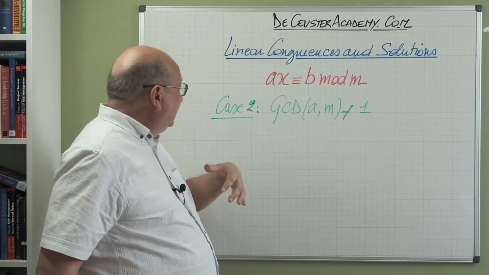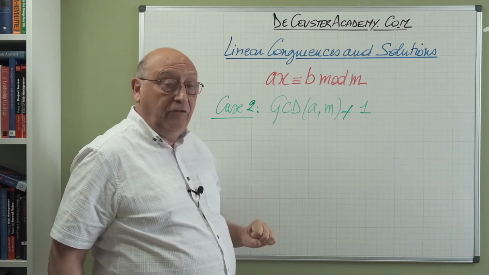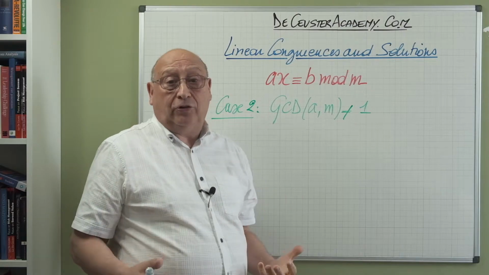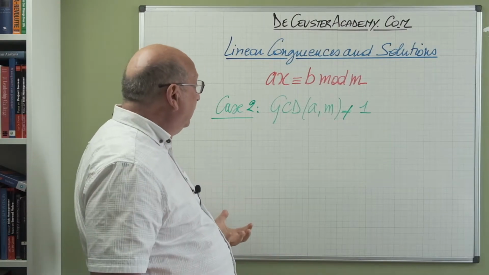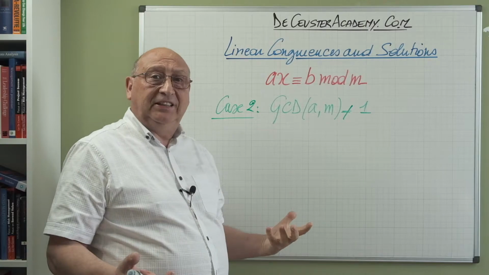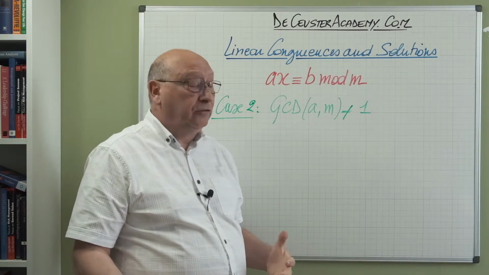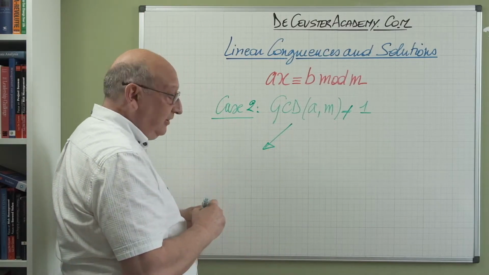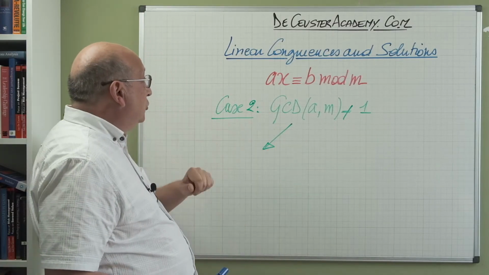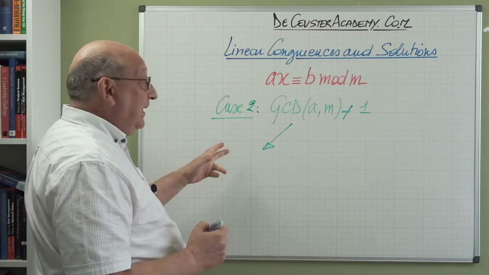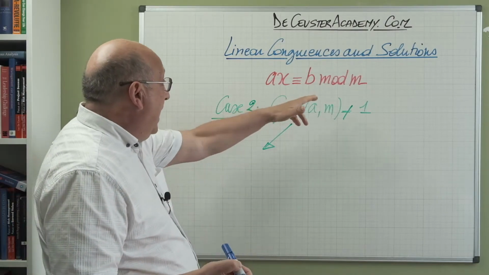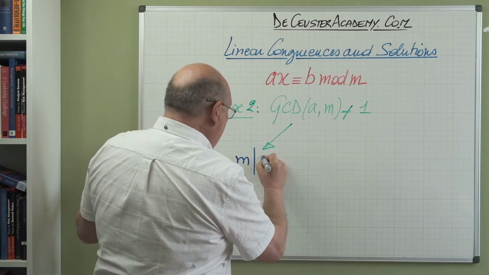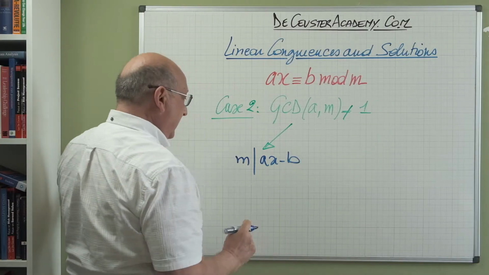When we have the second case, the GCD of A and M is not equal to 1, so A modulus M is not invertible, we have two possibilities that we can use to resolve this congruence. The first element we can write is, when we take the equation, we can say that the modulus M divides AX minus B.